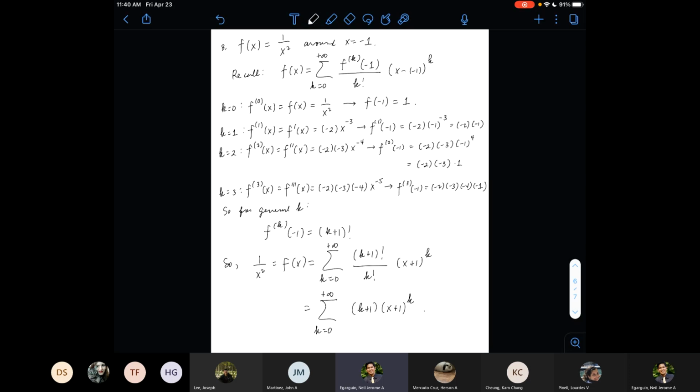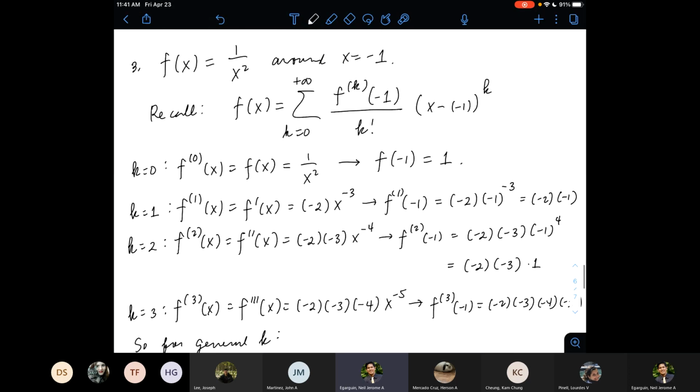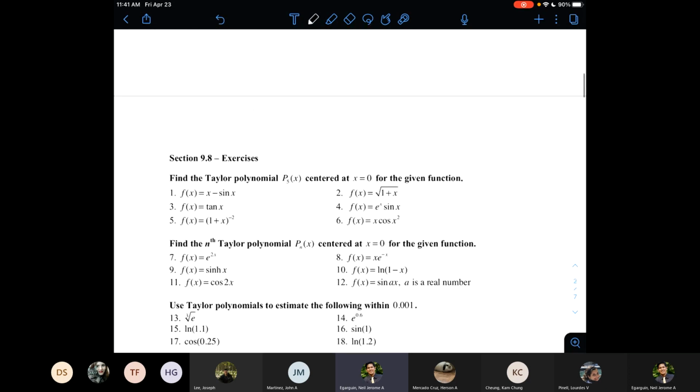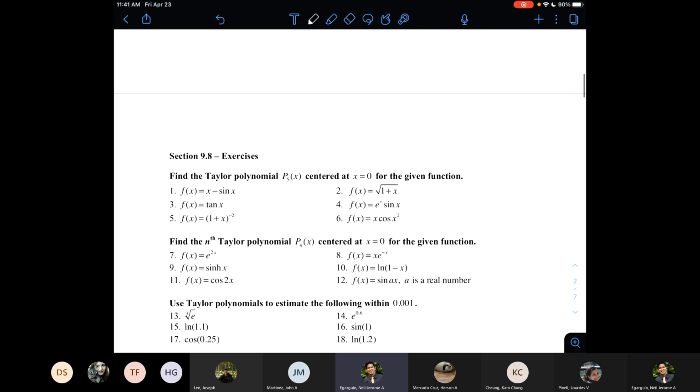I don't think you'll be given very complicated functions to find the Taylor series expansion of. I browsed through the exercises in this section, and it seems that they just want you to do the basic.